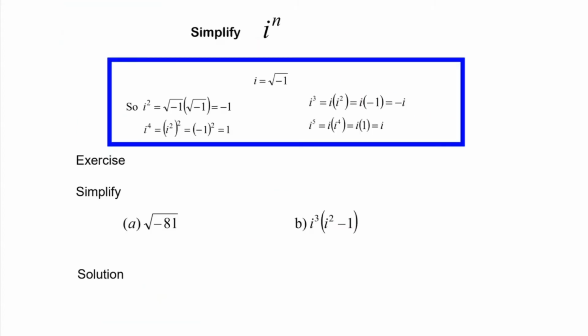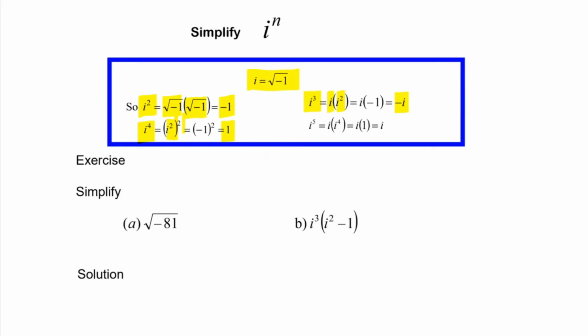Simplify i to the power of n. We know that i equal to square root -1. So i squared equal to square root -1 times square root -1 equal to -1. i to the power of 3 equal to i squared times i equal to -i. i to the power of 4 equal to i squared squared. We get (-1) squared equal to 1.